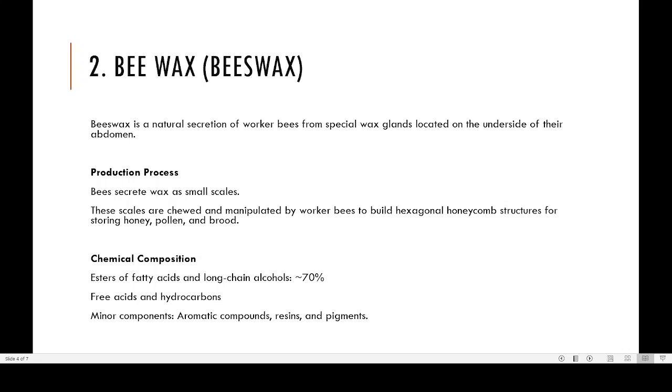And the purpose of these hexagonal cells is storing your honey, storing your pollen, and storing your brood. Brood means small young ones. That's the meaning of brood.